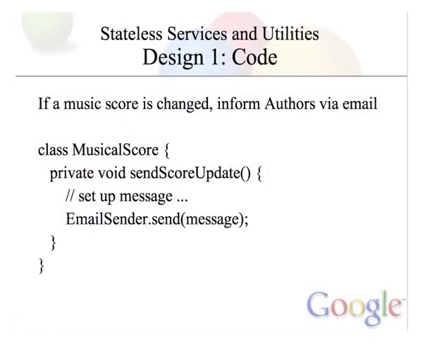In this example, we have a musical score. And when the score is changed, we'd like to inform authors via email. So we came up with this great idea: we'll have an email sender, and it'll have a static send method. We can just easily call that and give it the message.